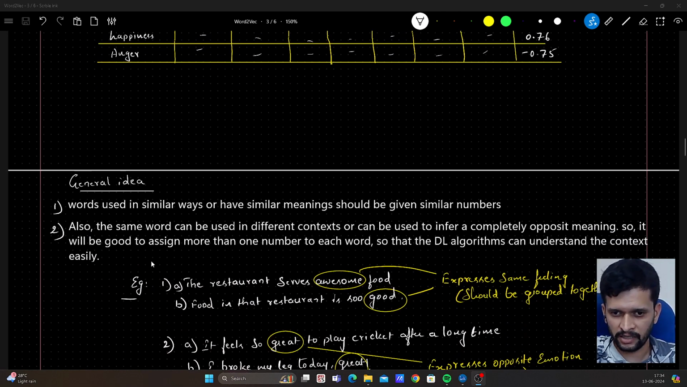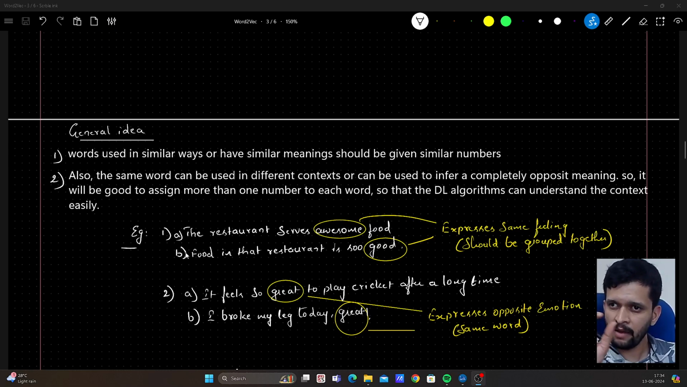So the general idea is that words used in similar ways or having similar meanings should be given similar numbers. In other words, they should be grouped together or placed nearby. The second point is that the same word can be used in different contexts, and can be used to infer completely different sentiments.